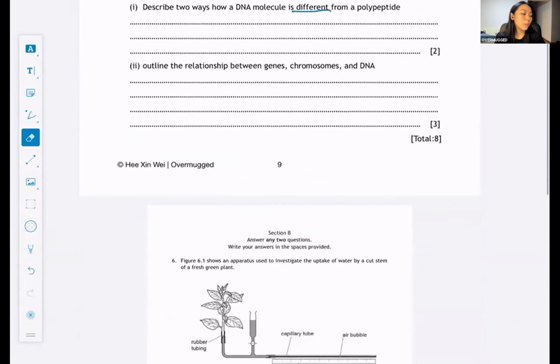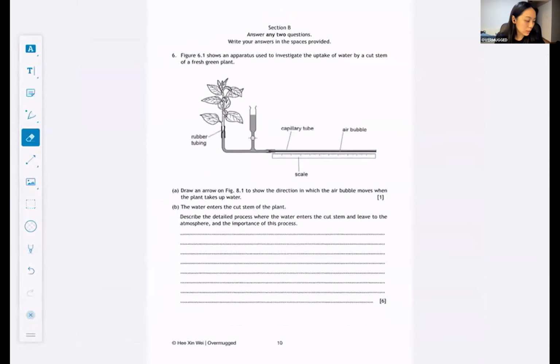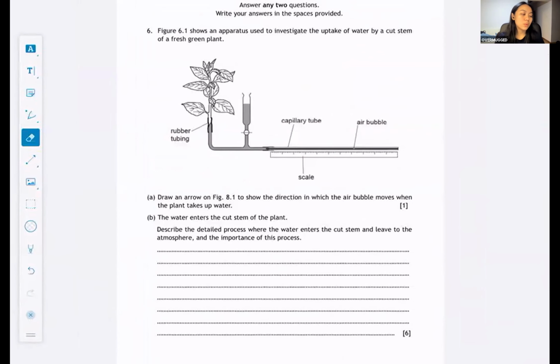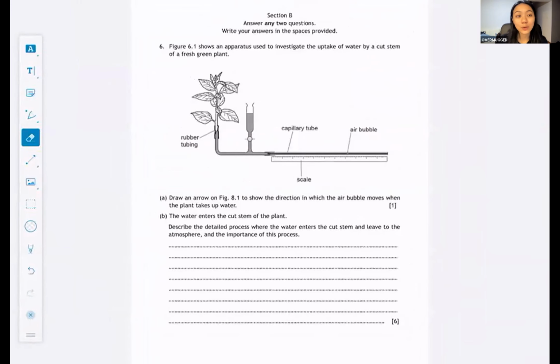This question is a very common question, but it's in the notes, so I'll skip. Okay, this question. So for your section B, answer any two questions, right? Just now, everything you have to answer, but section B, you can answer any two questions.